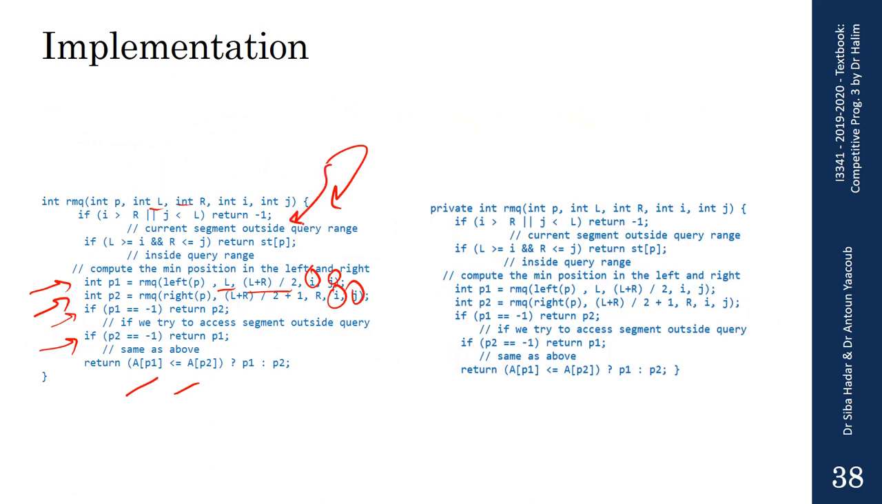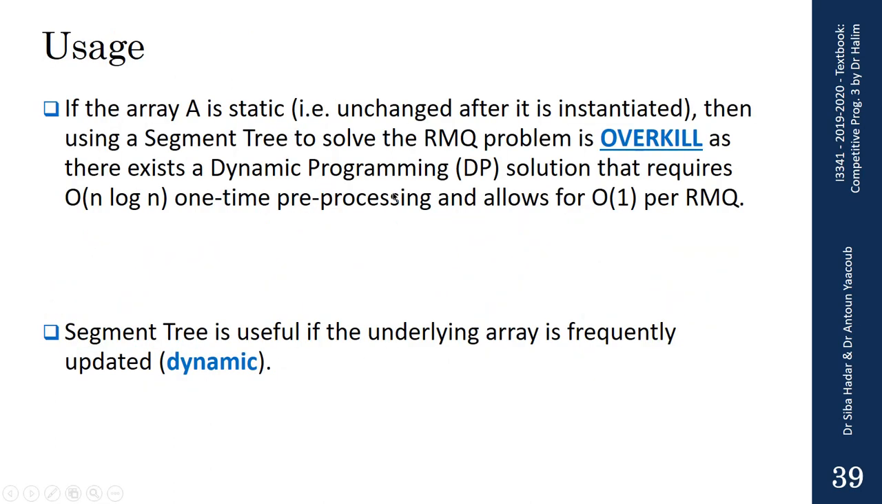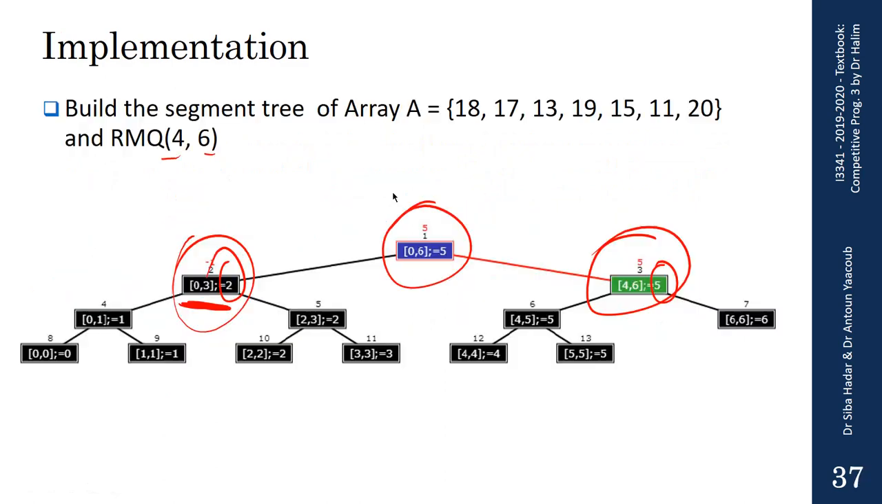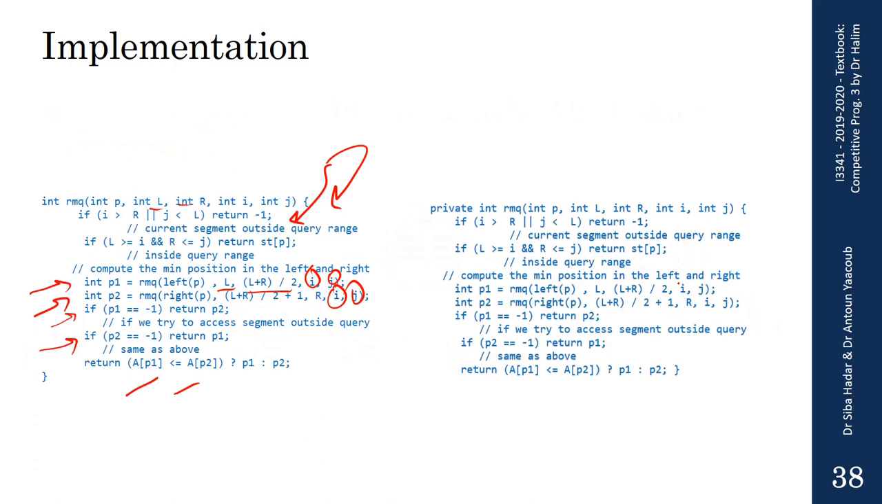However, if I'm inside the range, I directly return the ST of P. So here again you see the C++ code and the Java code. They are obviously the same, nothing changes, just there's the private here.